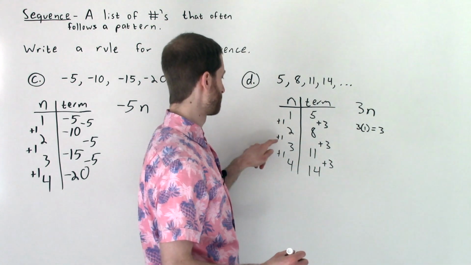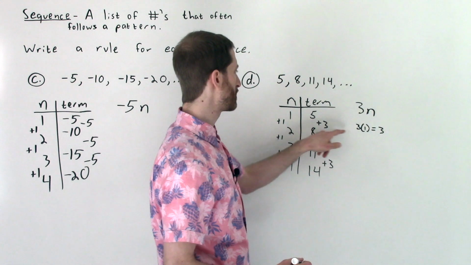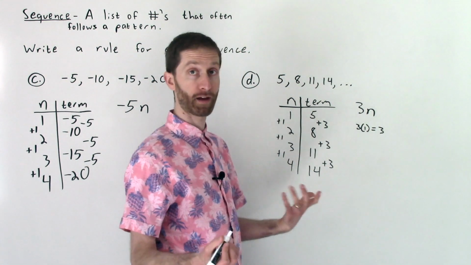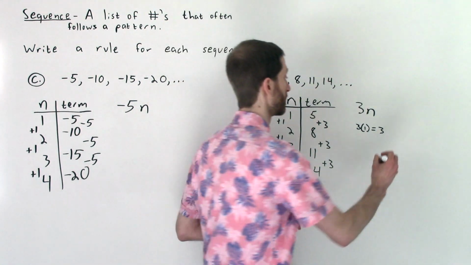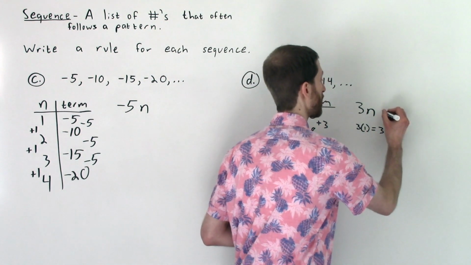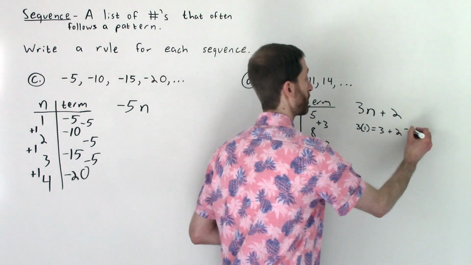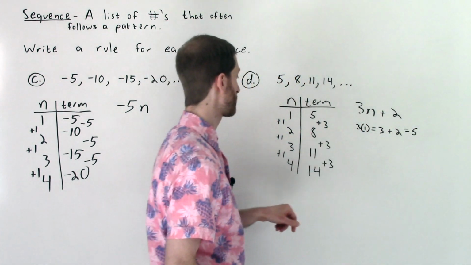Ugh. Well, what would I have to do to 3 to get to 5? Because when I plugged in 1, I got out 3, not 5. I'd have to add 2. Let's try doing that. Let's try making that tweak, adding 2 and seeing if that helps. It gets us the 5 we want. Let's see if it gets us the rest of our numbers.